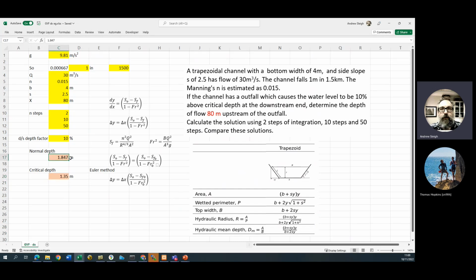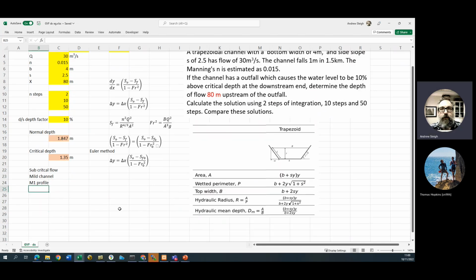So normal depth here is above critical, so we have subcritical flow. It's a mild channel. So if we're starting just above critical, we're going to get an M1 profile on the channel, rising up from the downstream end.